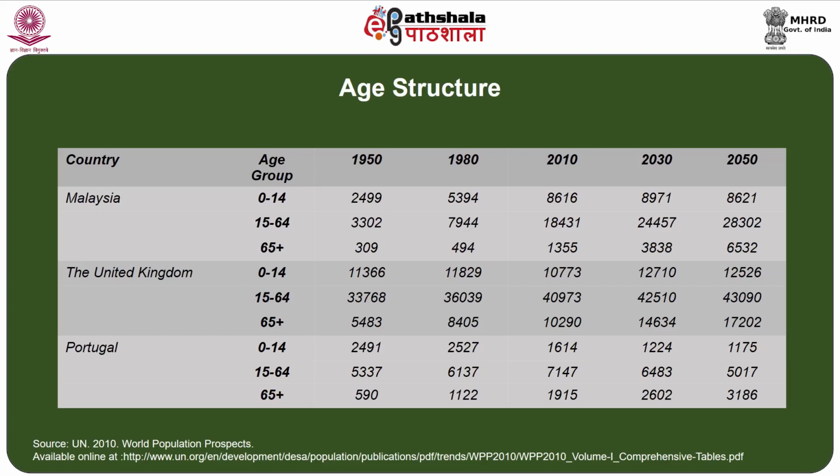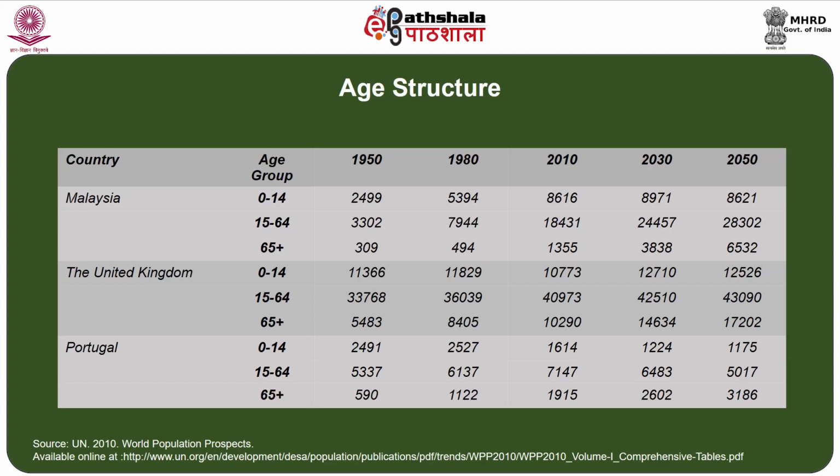The proportion of older persons, which was 5,483 in 1950, increased to 10,290 in 2010 and is expected to further increase to as high as 14,634 in 2030. In Portugal, for instance, the child population, that is the 0 to 14 years age group, was 2,491 in 1950, which declined to 1,614 in 2010 and is going to further decrease to 1,224 in 2030.